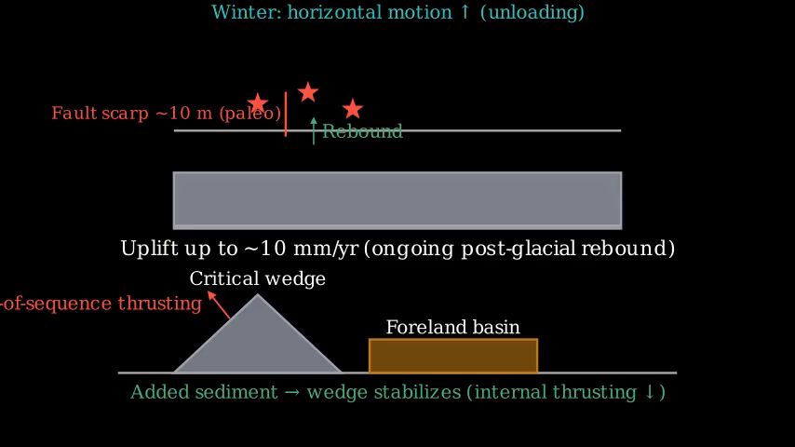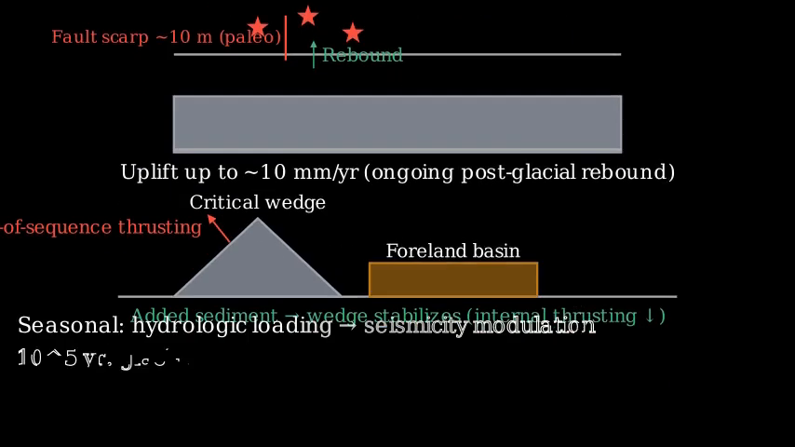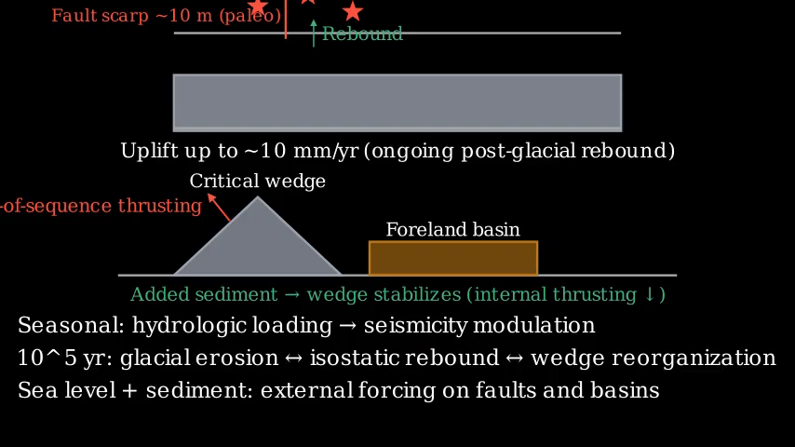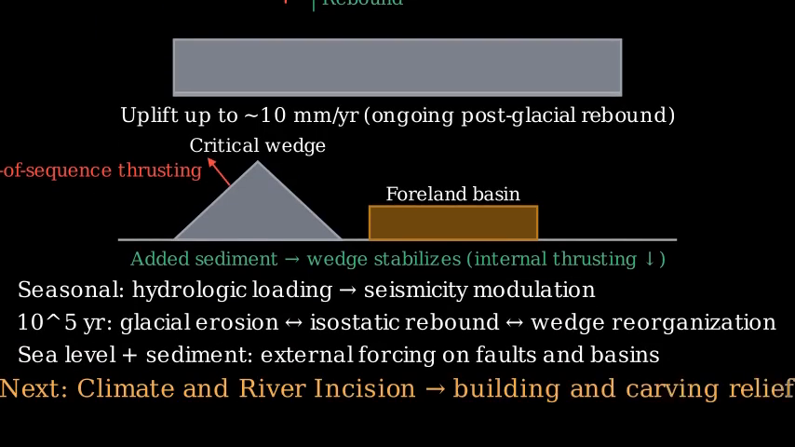To wrap up, climate variability affects tectonics across timescales. Seasonal hydrologic loading can modulate earthquake timing. Glacial cycles reshape erosion and drive rebound that can mimic uplift and reorganize deformation. Sea level and sediment flux act as external forcings on wedges and subduction. Next, we will focus on how climate controls river incision, one of the main engines of relief in active mountain belts.